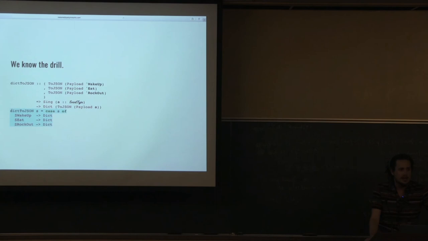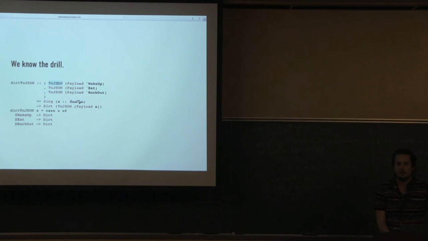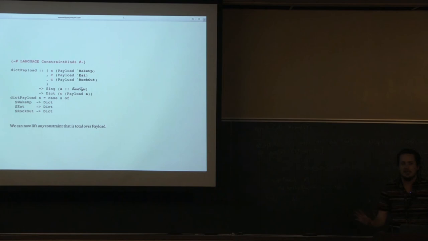And so this is kind of lame, though, because now I have to write two identical functions, and the only difference is what constraint they have, right? And generally, as programmers, we kind of know how to solve this problem. If we have two things that are the same, we can parameterize over that, right? And so we just replace that constraint with some C, some polymorphic constraint. In order to do that, we need to turn on constraint kinds. But this is it, right? The only thing that's changed is our type signature. Our implementation is exactly the same. And so this says, I can get a dictionary for any constraint that is total over my payload, right?